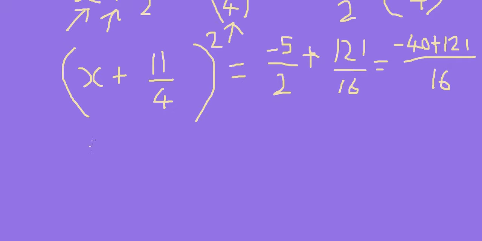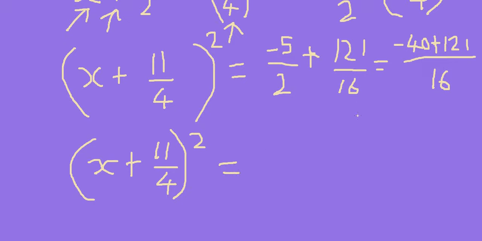Okay. Then we write x plus 11 over 4 on the left hand side, as usual. Close our brackets, square there. Then equals negative 40 plus 121, which is a positive 81. Positive 81, that one, it is over 16. I'm talking about what we get after we add this number and this number. The result there on the numerator will be 81. In the denominator, it will remain 16.